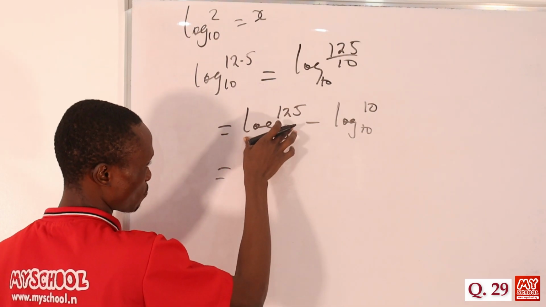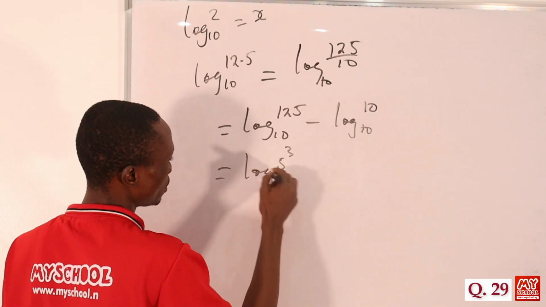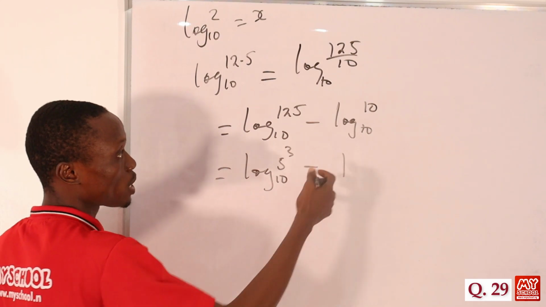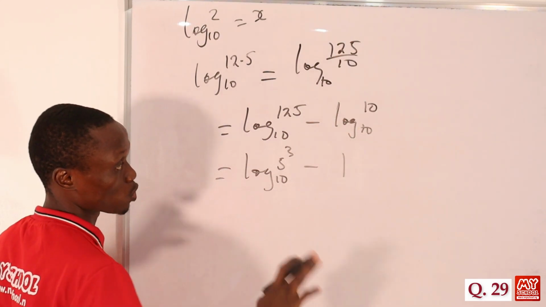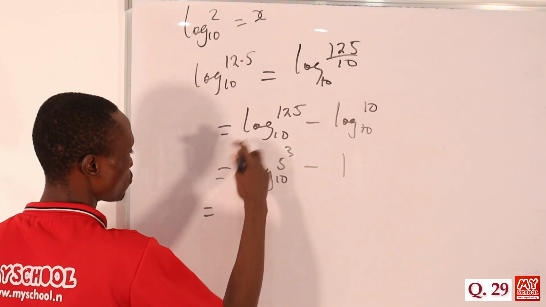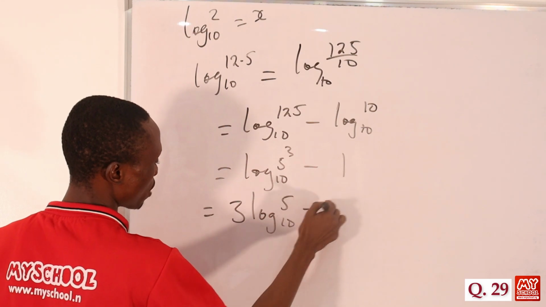Remember that log 10 base 10 is equal to 1. So let's simplify this part first. Here we'll have log of 5 raised to power 3 base 10, then minus 1, because when the number and the base are the same, the log is equal to 1 as far as logarithm is concerned. We can move this 3 forward, so that we'll have 3 log 5 base 10 minus 1.